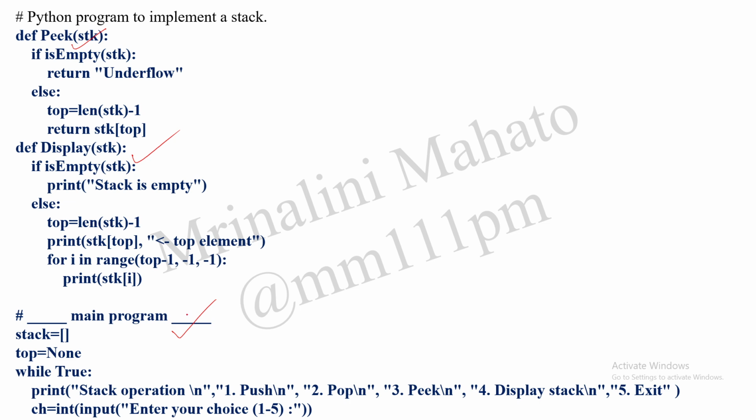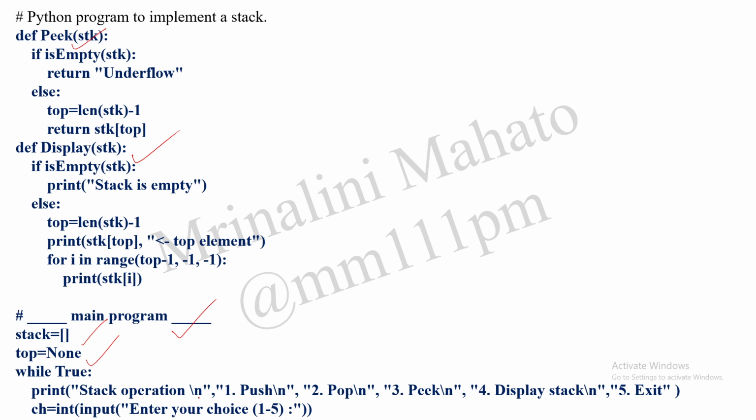After defining the functions, you write the main program. Do not write it first, because if you write it first, an error will be generated. So stack equal to empty, top equal to none, while True. We will write this as a while condition. Do not write it in a for loop in the stack. While True, stack operation.